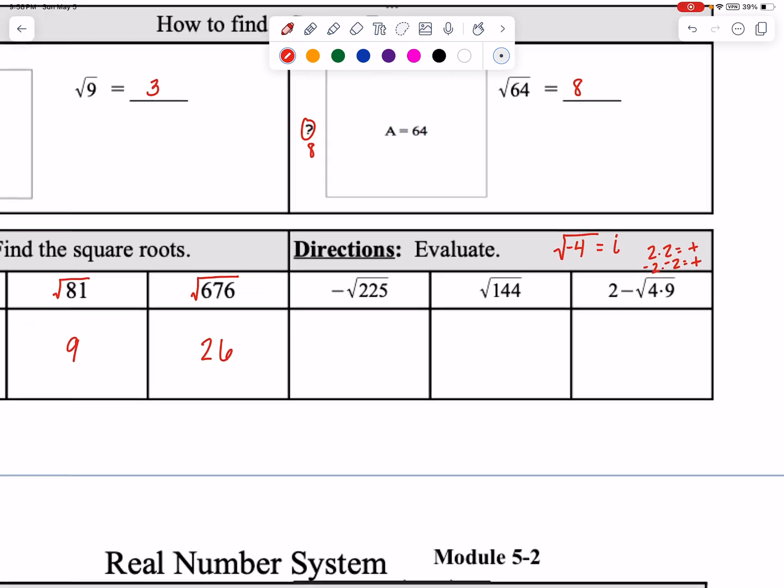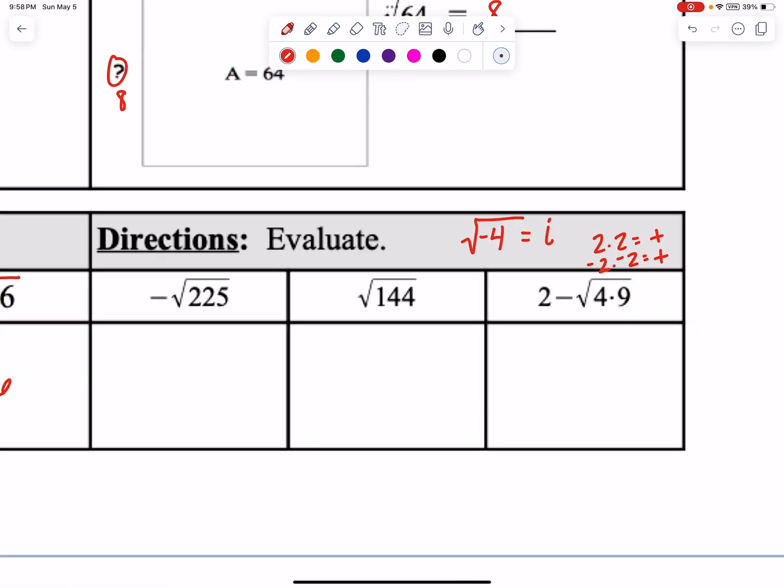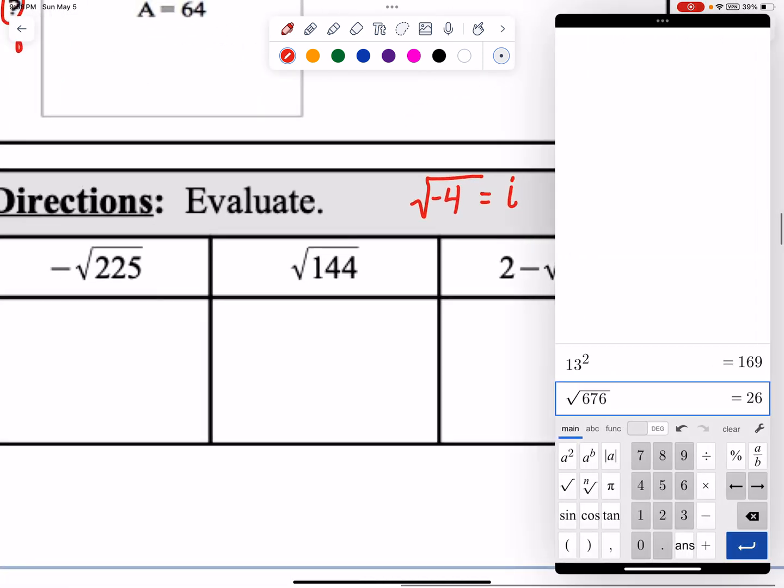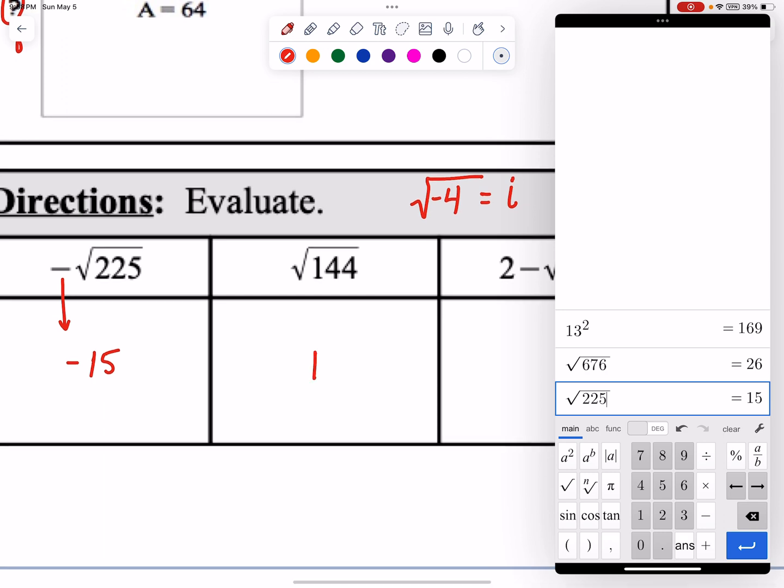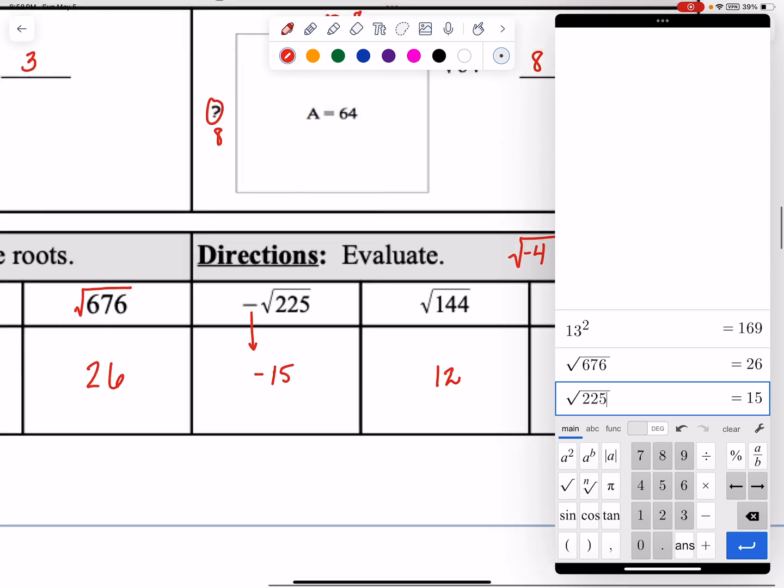All right, so 225, you can already look up at the top. I'm just going to go ahead and plug in square root of 225. So it's 15, and then we need to make it negative. Square root of 144 is 12, 12 times 12 there.